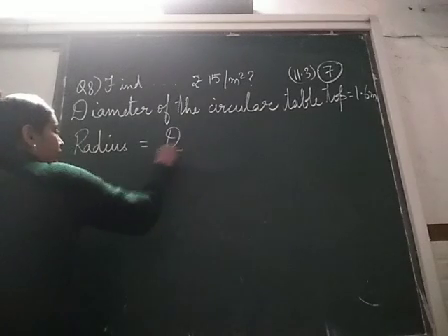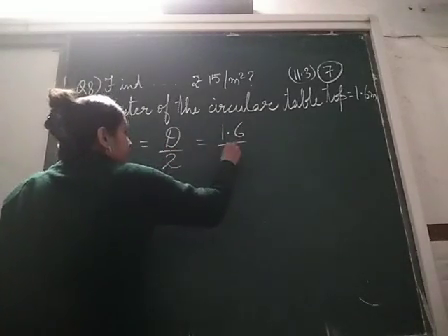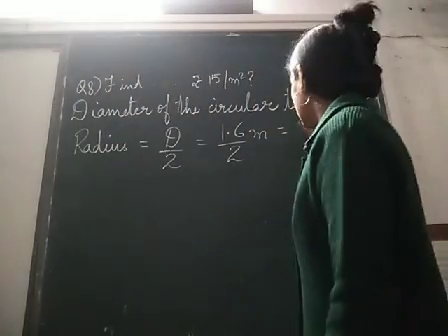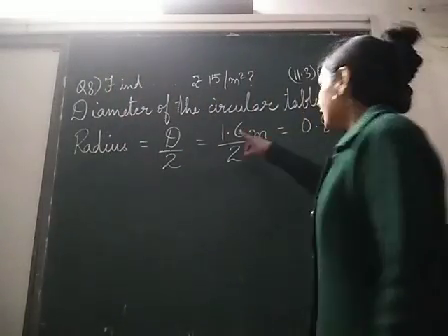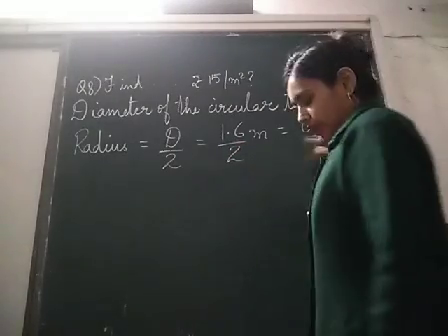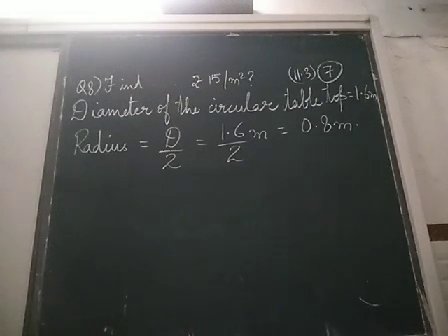Radius is always d by 2, that is diameter by 2, that is 1.6 by 2 meters, which will be 2 8s are 16, so it will be 0.8 because one decimal place is there. So this is the radius. In the question it is also said take pi as 3.14. So whenever it's written take pi as 3.14, we need to always do it.